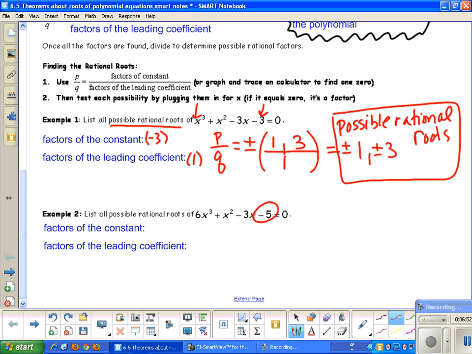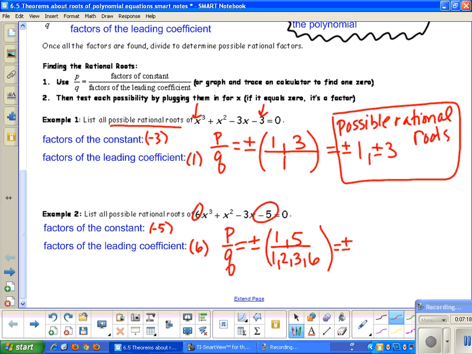So I have my constant, which is right here, and then my leading coefficient, which is 6. I want my P over Q, so plus or minus factors of 5, which are just 1 and 5, and factors of 6: 1 and 6, and 2 and 3, because 1 times 6 is 6 and 2 times 3 is 6. So 1, 2, 3, and 6. Each of the numbers in my numerator has to go over my denominator. When I write this all out, I'm just going to write plus or minus in parentheses so I don't have to write plus or minus for each of these. So plus or minus 1 over 1, which is 1, and 5 over 1, which is 5. And then I have to do 1 over 2, 1 over 3, and 1 over 6.